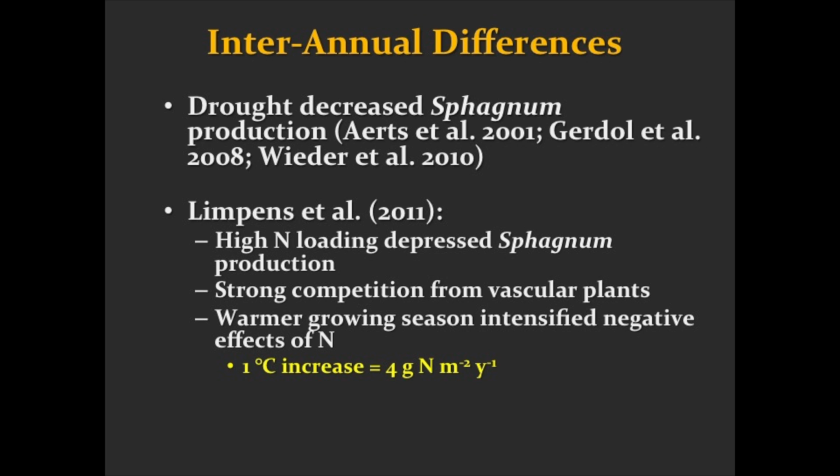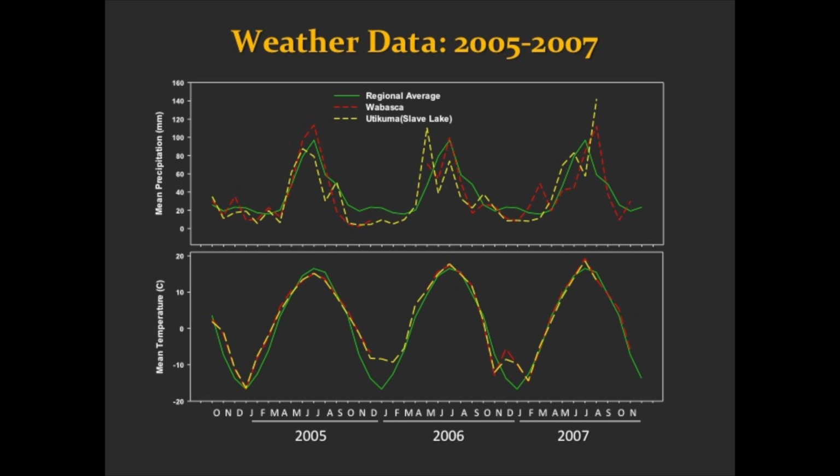More importantly, they summarized that a 1 degree increase in air temperature is equivalent to 4 grams per hectare per year. Remind you, this is like 40 kilograms per hectare per year, like 4 times the critical load. So a 1 degree increase will have a very strong effect on production of sphagnum in response to nitrogen. So I think that's possible.